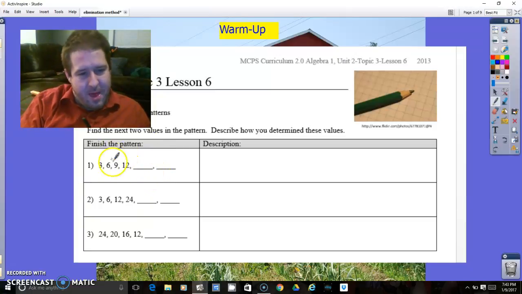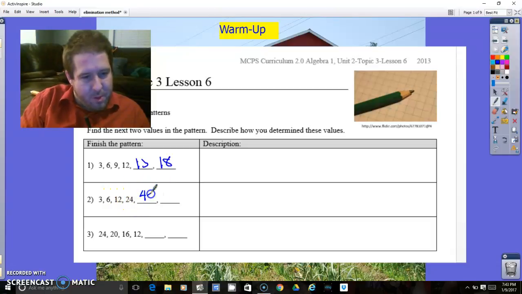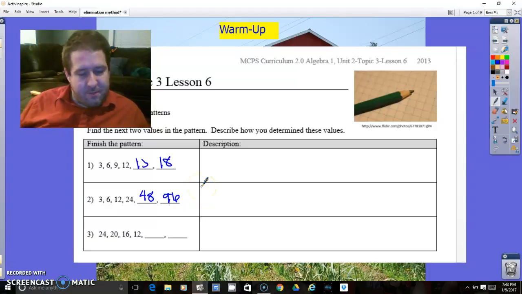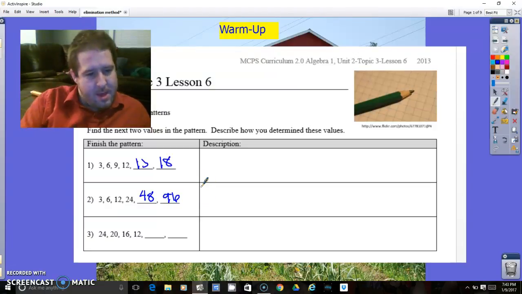Starting us off with a simple find the pattern: 3, 6, 9, 12, 15, 18. That's simply adding 3. I know that because it's increasing. This one happens to be 3, 6, 12, 24, so that's times 2, times 2, times 2. This would be 48, and this would be 96. Those numbers are increasing very rapidly, so I knew it was a geometric pattern, and it's times 2.